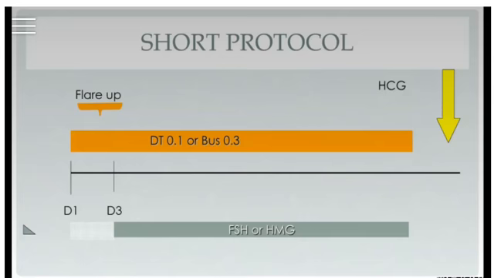You have a short protocol, mainly used for poor responders. The goal is to use at the same time endogenous FSH with the flare-up and exogenous FSH. This protocol has been abandoned by many of us since the use of GnRH antagonists.